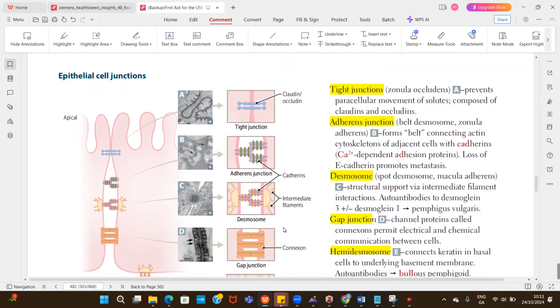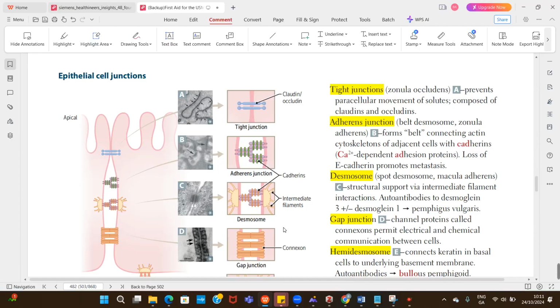So we move to the epithelial cell junction. All the skin layer is covered by epithelium, the stratified squamous epithelium, which is keratinizing, right? Because we have said that they have keratinocytes, which produce keratin. So that means that the epithelium covering the skin layer is a stratified squamous keratinizing epithelium.